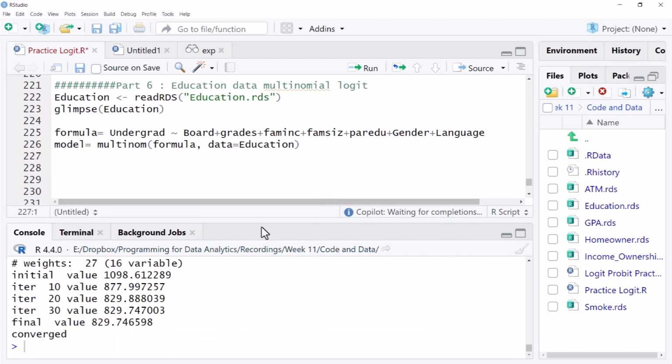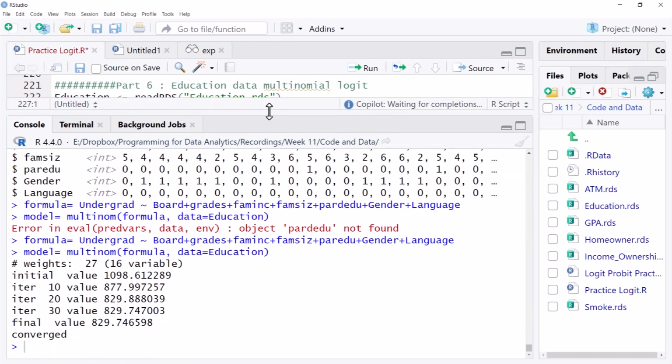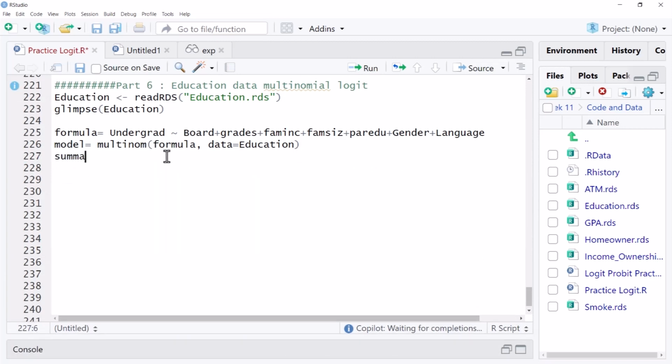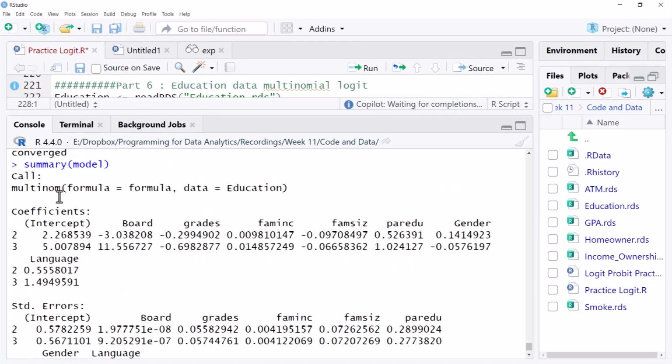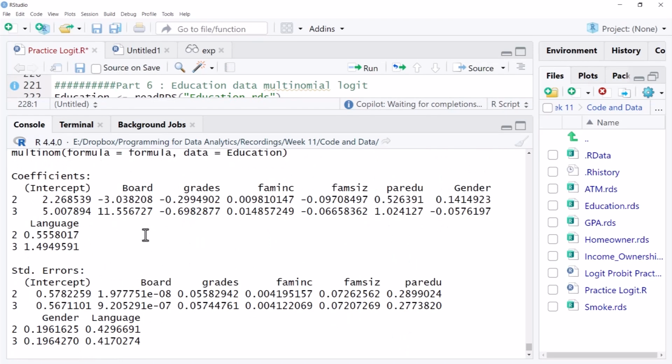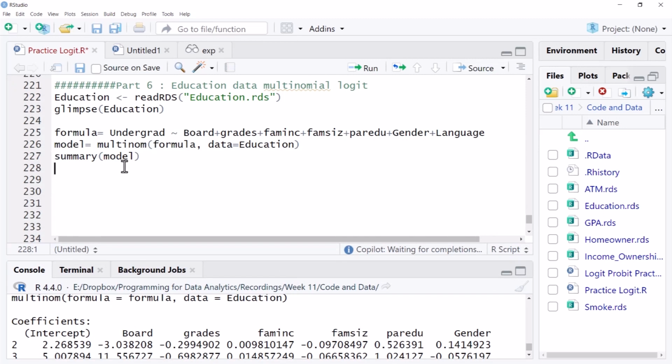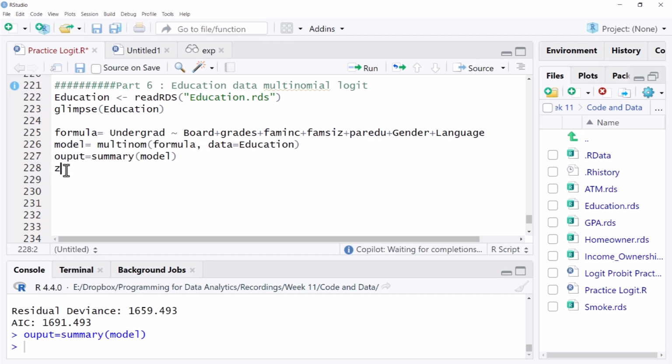Okay, so let's interpret the results now. We have executed the model. We'll use the summary command to summarize this model. So we can see the intercepts, standard errors, and so on. First, let's see the significant variables. How do we do that? We'll calculate the Z values. That's easy. So let's store the model output here. Now Z equal to, so we'll calculate the Z value.